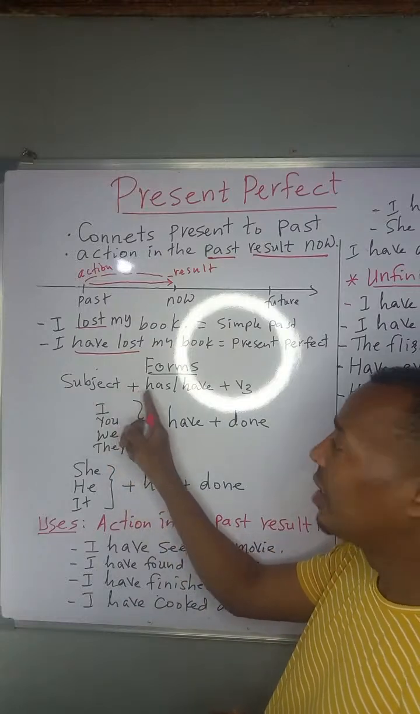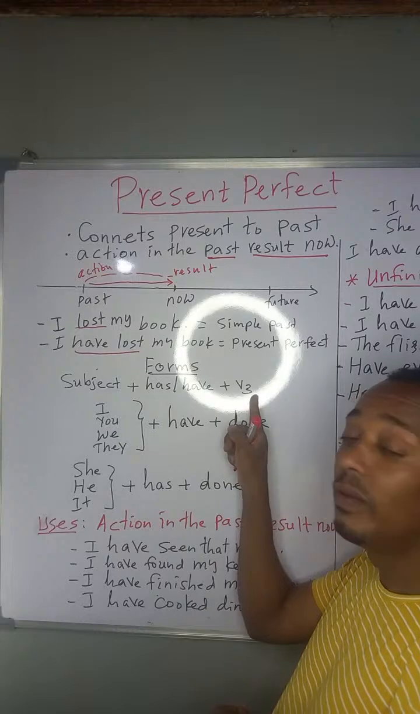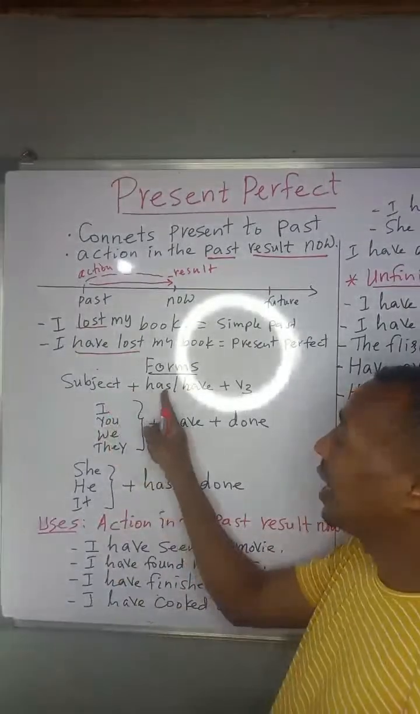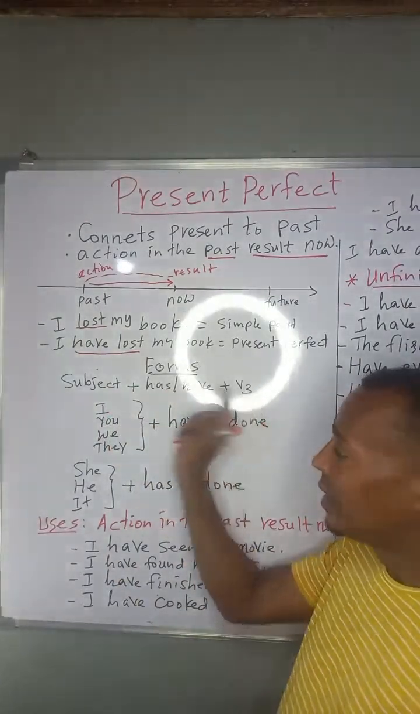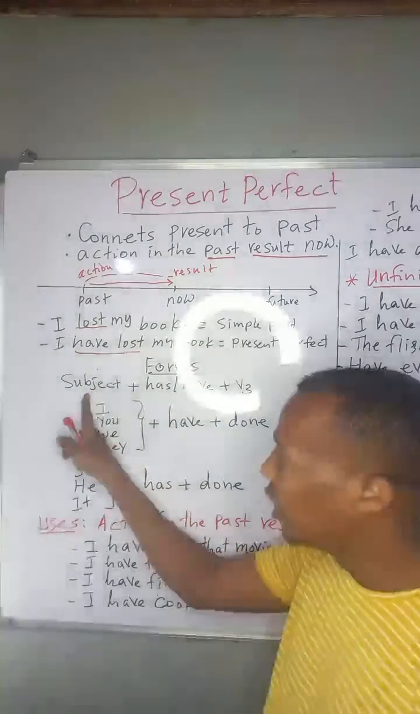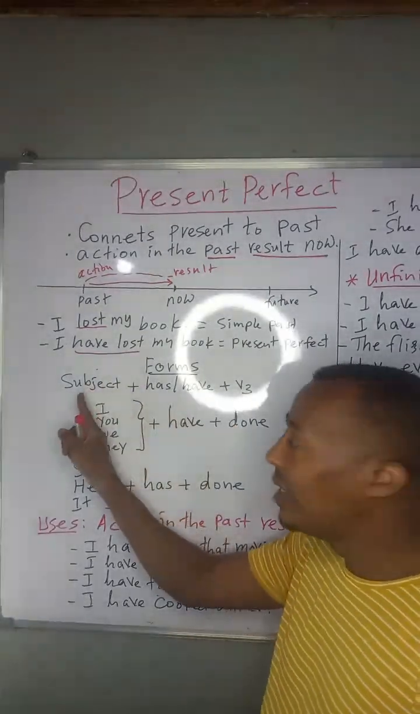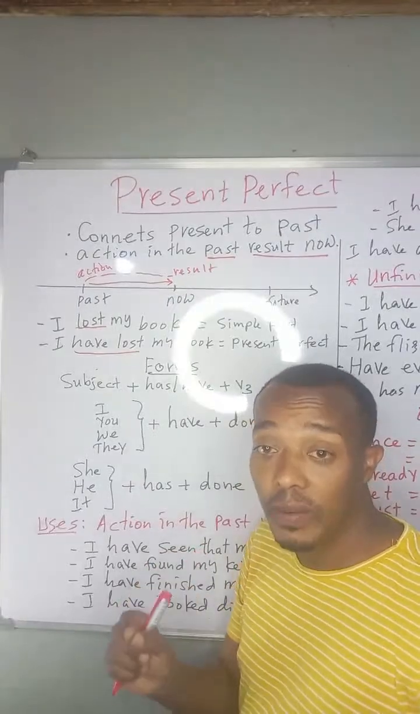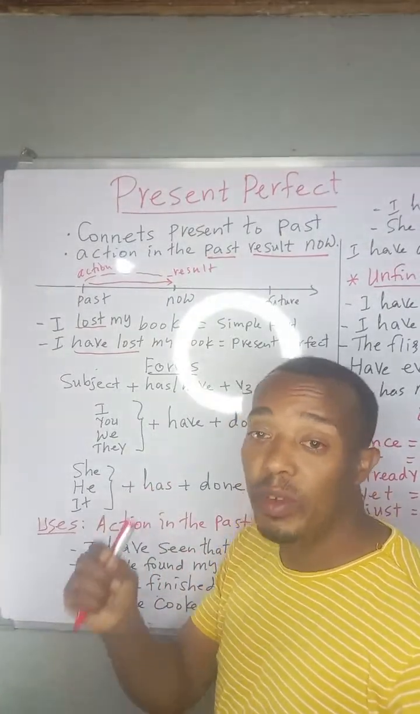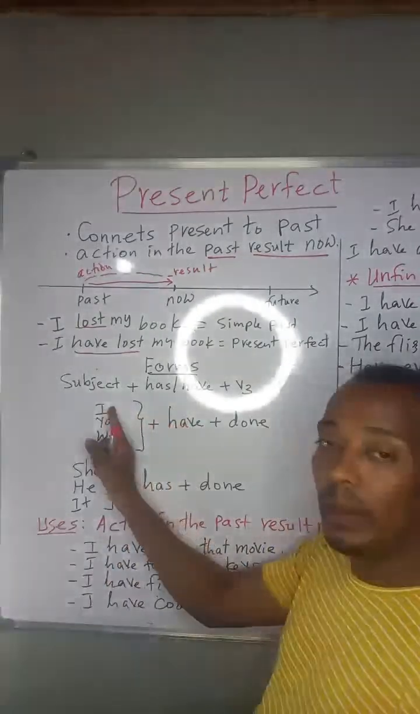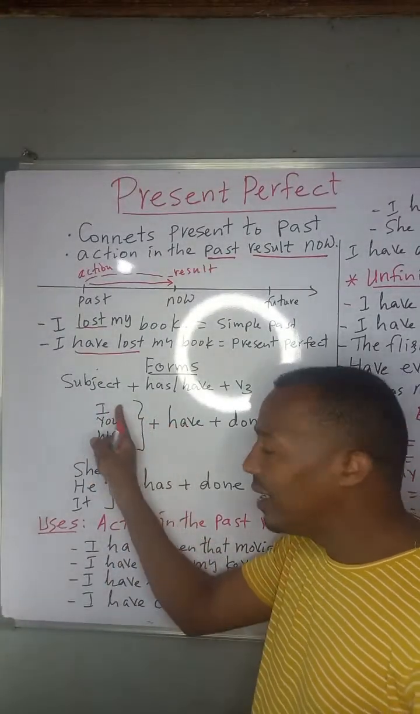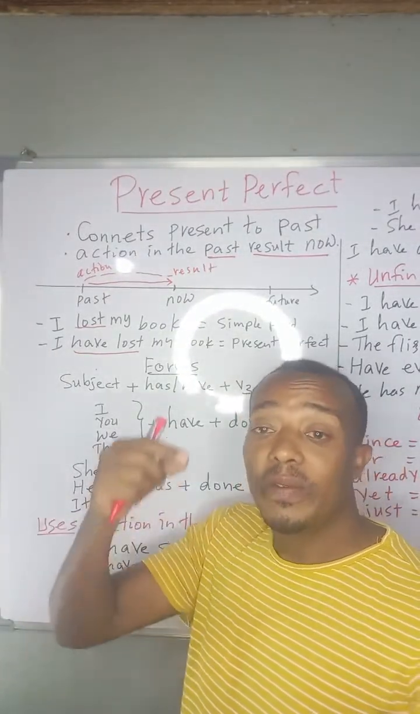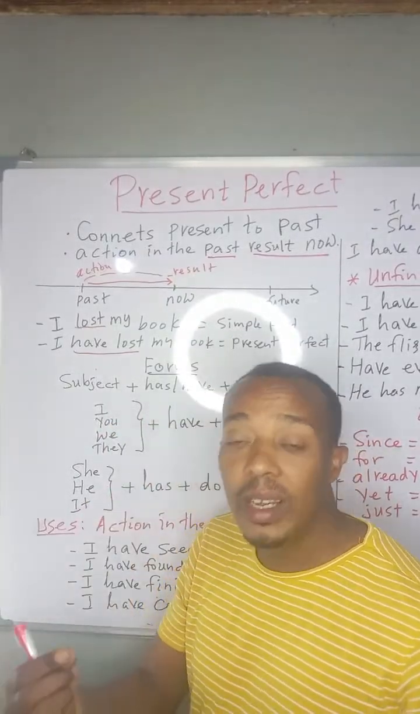The form of present perfect is subject plus has or have plus verb 3. When our subject is plural, we use have. When our subject is singular, we use has plus verb 3, the past participle form of the verb. Now, for example, I have. I is a first person singular pronoun, but it takes a plural verb.